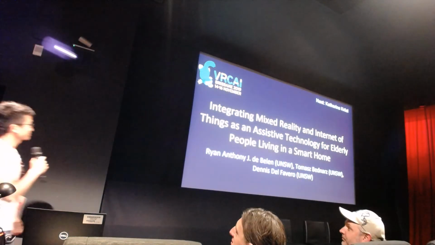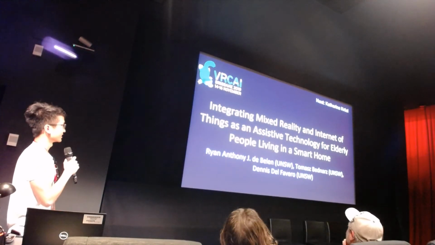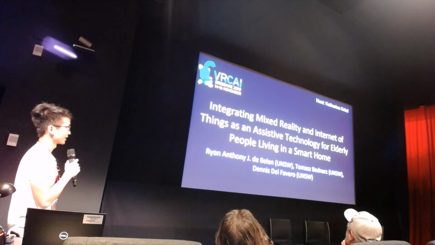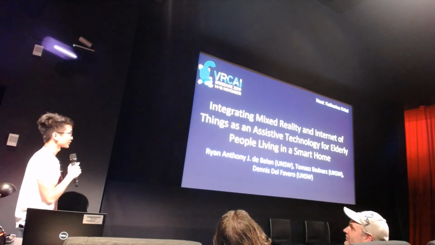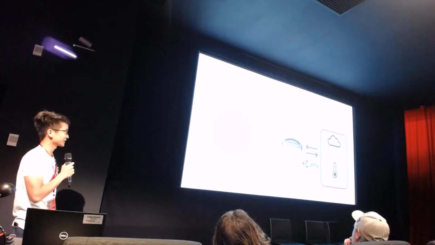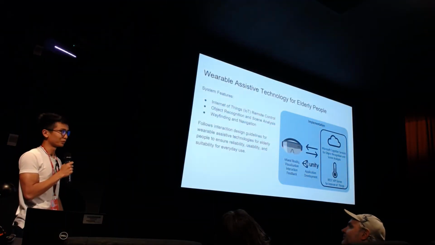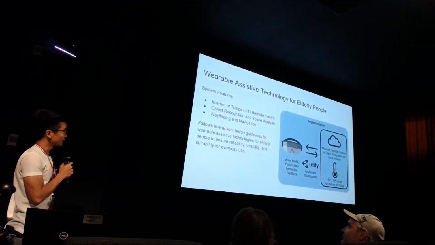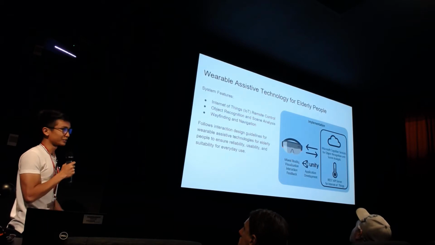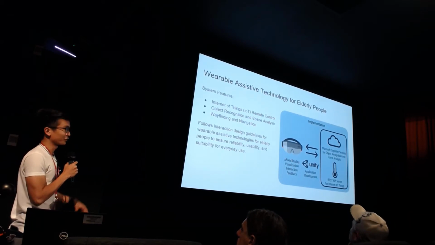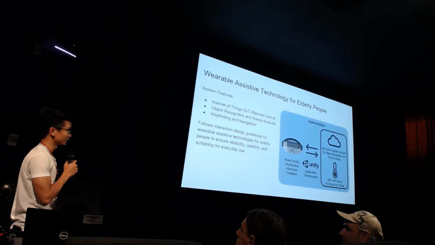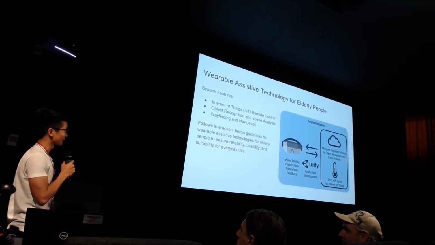Yeah, so my name is Ryan. My topic is about integrating mixed reality and Internet of Things as an assistive technology for elderly people living in a smart home. Our world's population is aging, and it's expected that the number of older people will double by the end of 2050. So this research explores how the Internet of Things and mixed reality can be combined and directly usable for elderly people for reliability, usability, and suitability for everyday use.